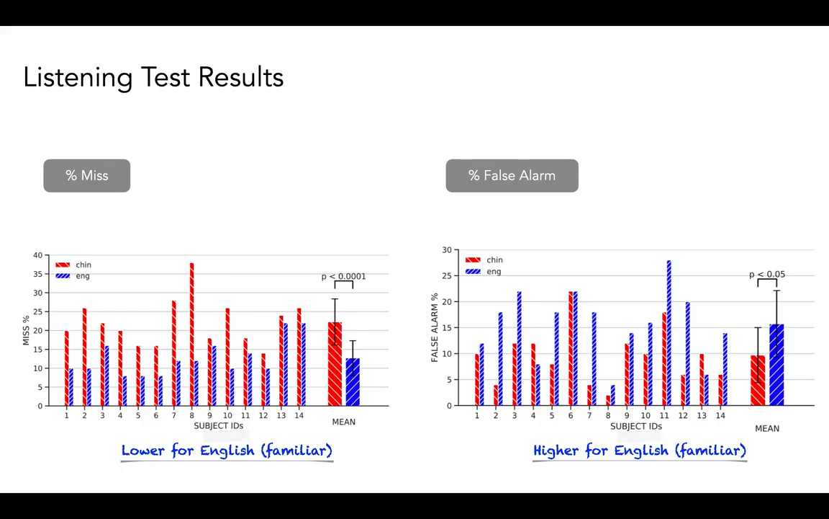So again here it is interesting to note that the false alarm for English is higher than the false alarm for Chinese. So this hints that there's an interaction between the language proficiency and talker change detection performance of humans in this task.